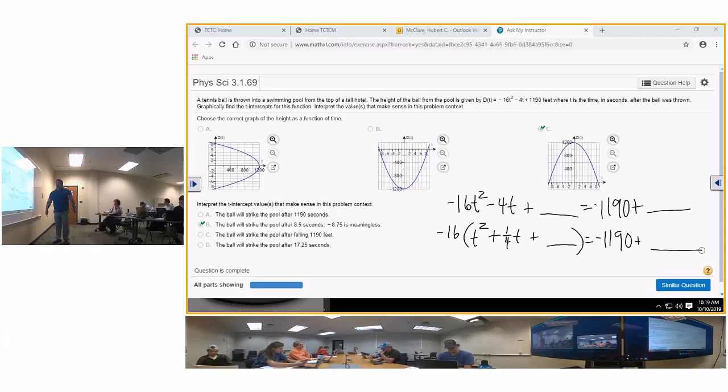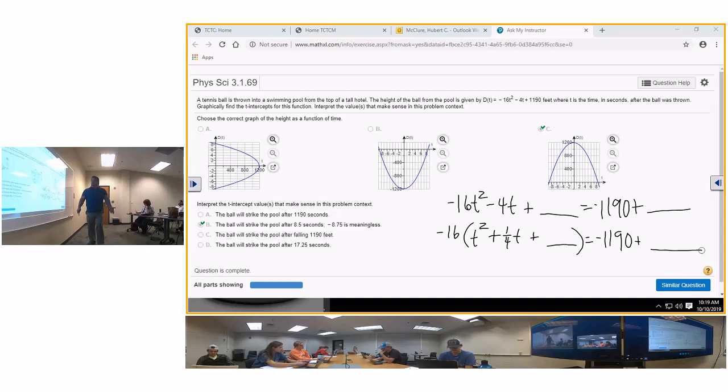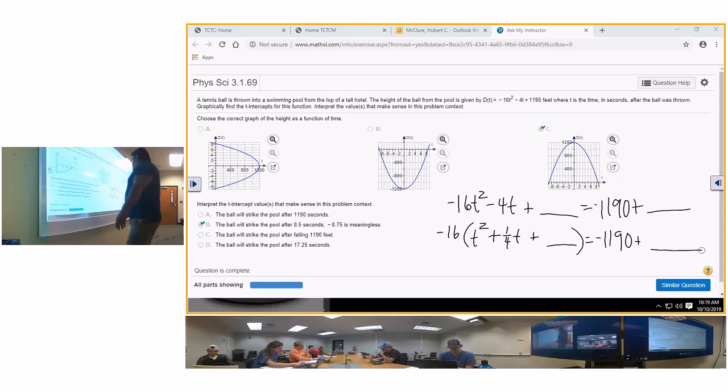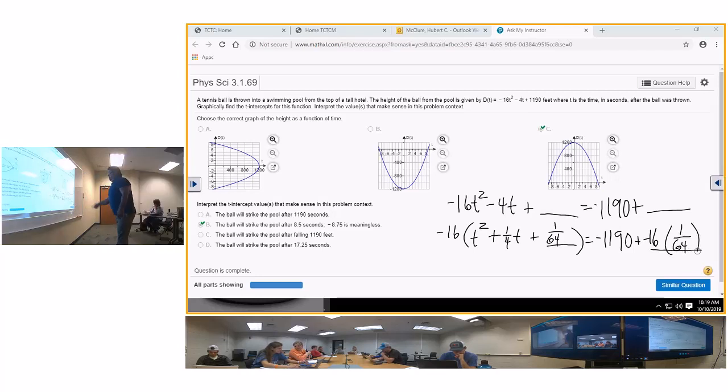All right, so what's 1/4? What's 1/4 divided by 2? That's going to be 1/8. What's 1/8 squared? 1/64? So negative 16 times 1/64. Make sure I did everything right.